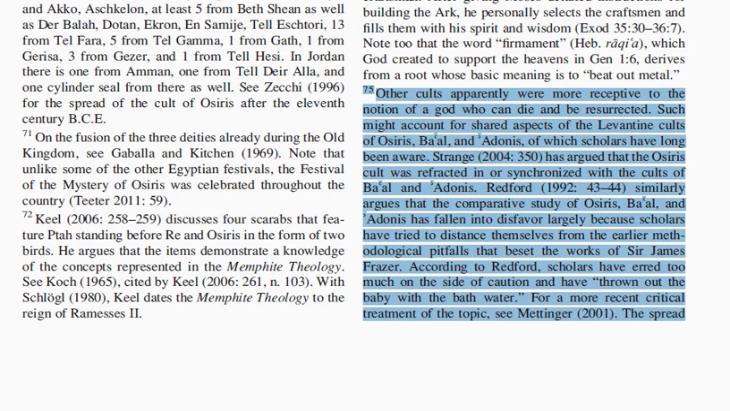Footnote. Other cults apparently were more receptive to the notion of a God who can die and be resurrected. Such might account for shared aspects of the Levantine cults of Osiris, Baal, and Adonis, of which scholars have long been aware. Strange, 2004, page 350, has argued that the Osiris cult was refracted in or synchronized with the cults of Baal and Adonis. Redford, 1992, pages 43 and 44, similarly argues that the comparative study of Osiris, Baal, and Adonis has fallen into disfavor largely because scholars have tried to distance themselves from the earlier methodological pitfalls that beset the works of Sir James Frazer. According to Redford, scholars have erred too much on the side of caution and have thrown out the baby with the bathwater. For a more recent critical treatment of the topic, see Medinger 2001.